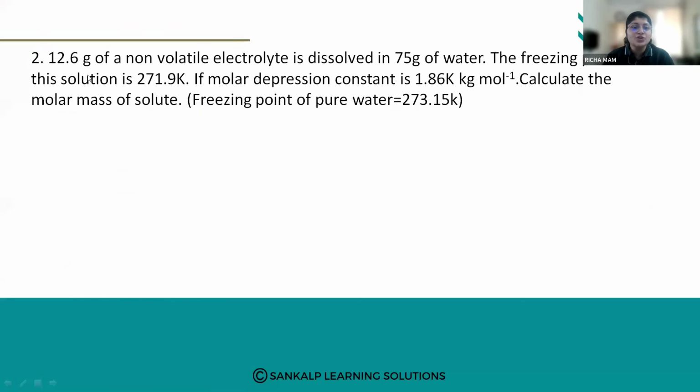12.6 grams of non-volatile electrolyte is dissolved in 75 grams of water. The freezing point of this solution is 271.9 Kelvin. If the molal depression constant is 1.86 Kelvin kg per mole, calculate the molar mass of the solute. The freezing point of pure water is given as 273.15 Kelvin. So this is the problem.